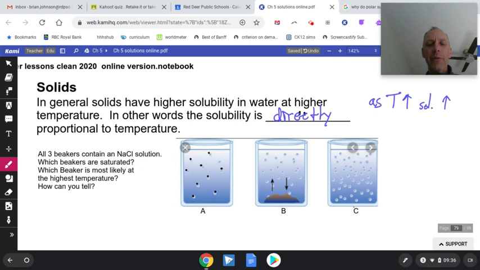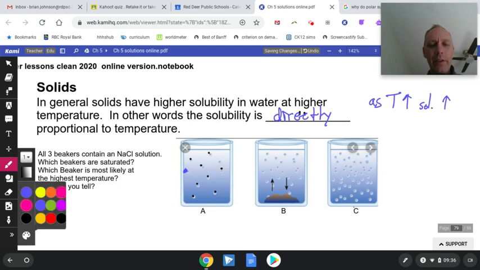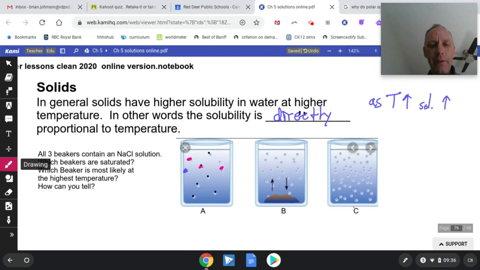We've got 3 beakers with NaCl. So these little dots that you see, let's go to a different color. These little dots are Na+ and Cl- ions that have dissolved. Okay, so this is what it looks like when it's dissolved. So the first question is, which of these beakers is saturated? And how would you know? Just by looking at it. So how do we know it's full, that no more solute can dissolve?